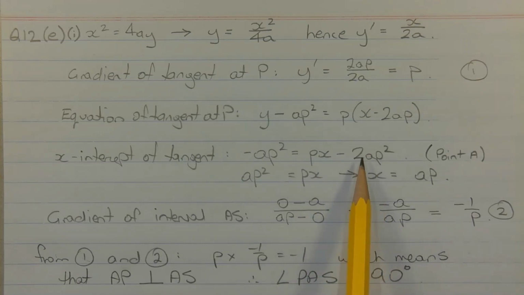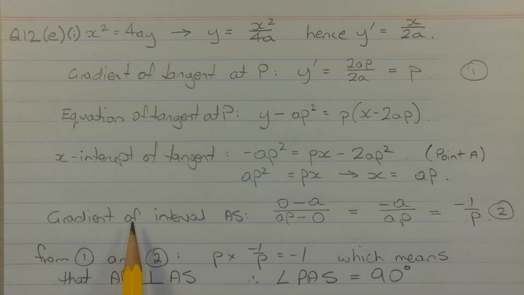So we can add 2ap² to both sides of the equation in order to collect like terms, and we get ap² = px. Dividing both sides of the equation by p, we get x = ap. Now this is the x coordinate of point A.